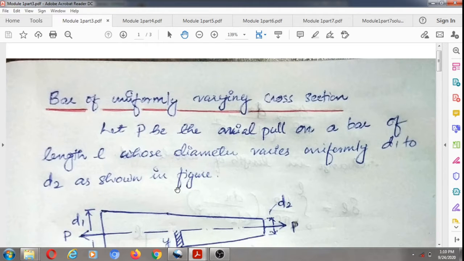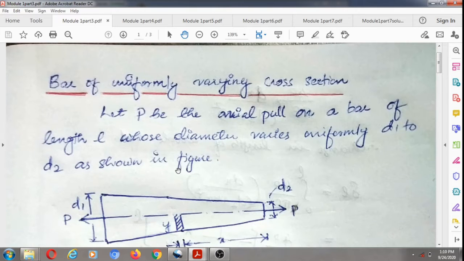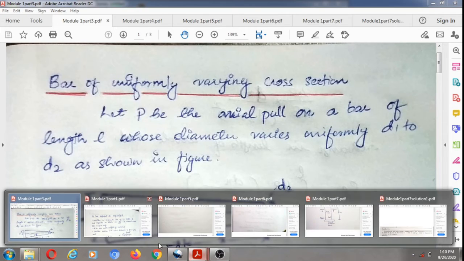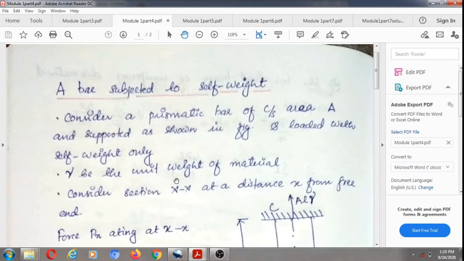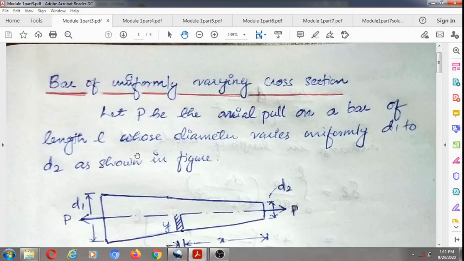Here today we are discussing two topics. The first one is a bar of uniformly varying cross section, that means a bar of uniformly varying cross section subjected to an external load, and its properties. The second case is a bar subjected to self-weight, that means when, due to its weight, some deformation takes place. We will discuss those two topics. First, let us go through the first segment, that is, the bar of uniformly varying cross section.